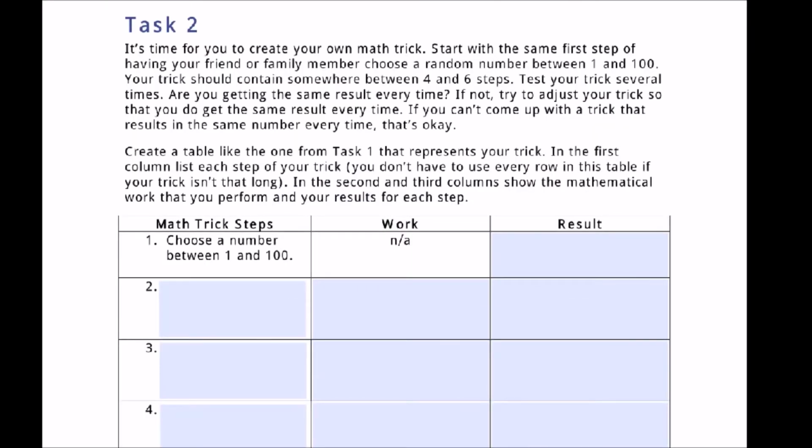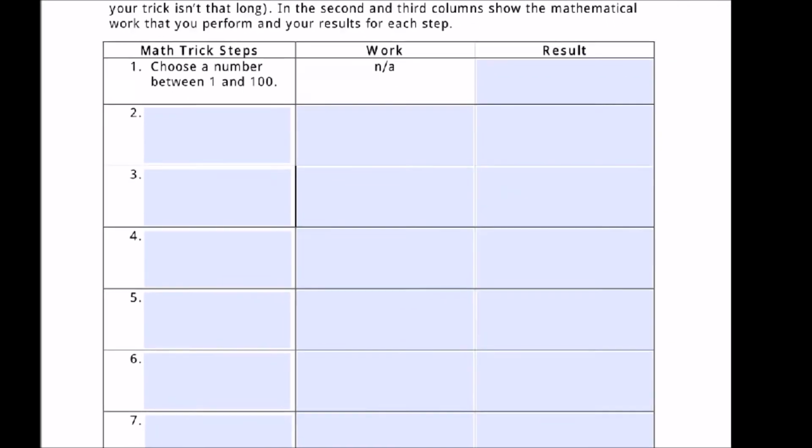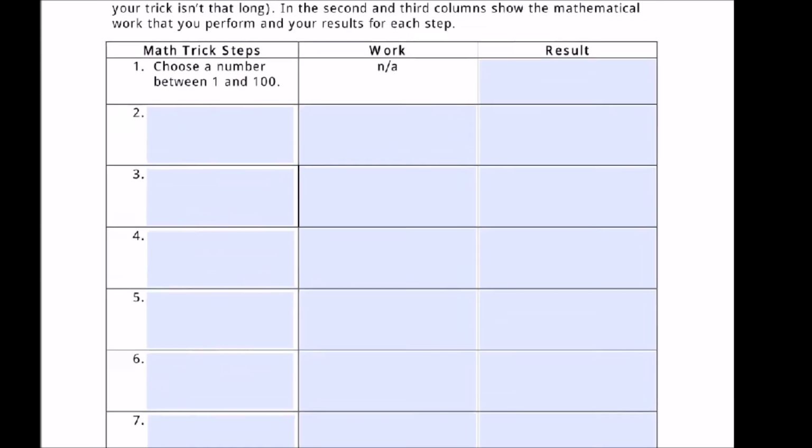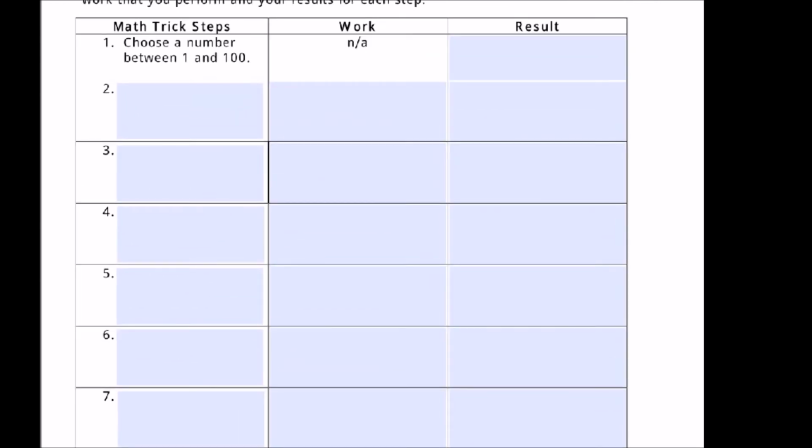Alright, so task 2 is you're going to come up with your own trick and see what the results will be. So first I'm going to move this up so I can see the whole thing here. Again, this has 7 steps there. You don't have to have 7 steps. You want at least 4. So that means to line 5. If you want to go over the 7, that's fine.